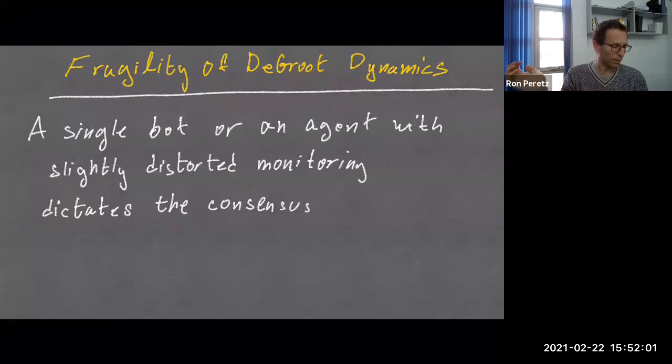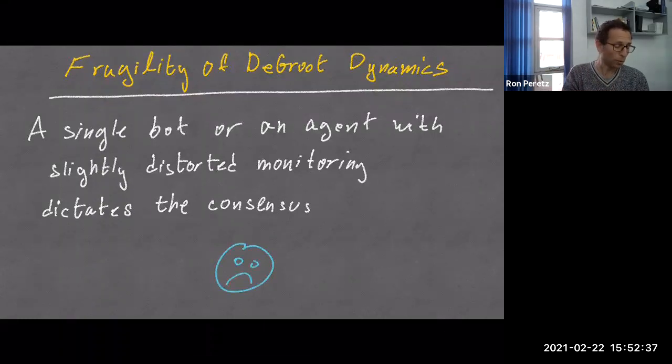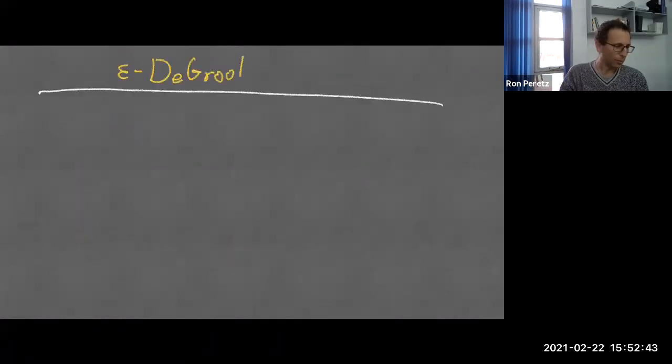And this is what's written here. A single bot or an agent with a slightly distorted monitoring dictates the consensus. So if you have, in a finite graph, a single bot or a single agent with a very small distorted monitoring, this can lead the consensus to wherever you want, regardless of the initial opinions. So this is not good. So we want to fix it, right? Let's see how we fix it.